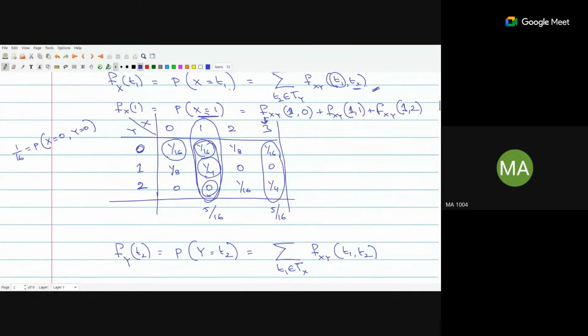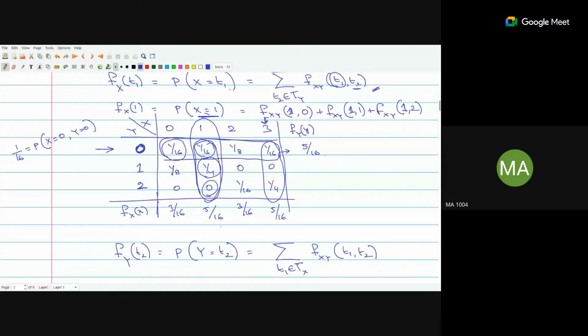So in the table, if you want the probability that y is equal to 0, go to that row and add up all the values in that row. If you add up all the values in that row, you will get 5 by 16. So this is the marginal of y, the notation for the PMF of y. And this is the marginal of x. So this will be 3 by 16 and this will be 3 by 16.